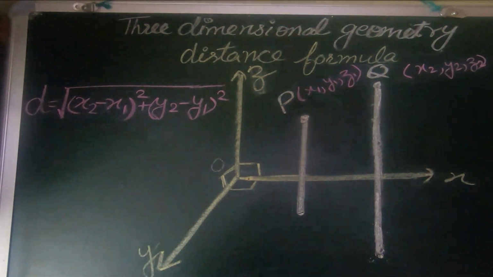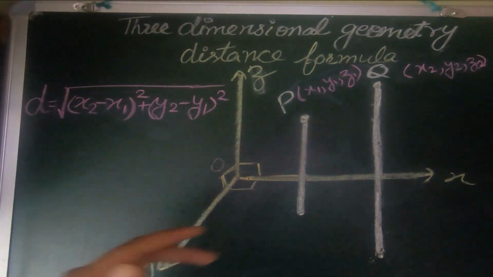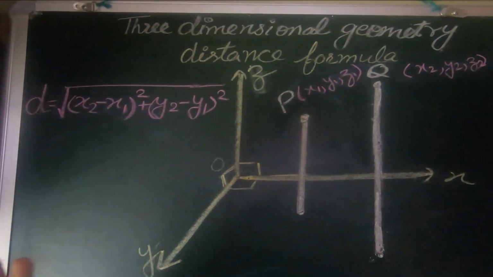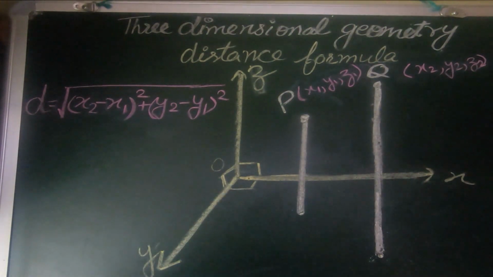Now I'll derive the formula in 3D. Here I have drawn three mutually perpendicular axes. As you know, to locate any point in space, we need three dimensions, so three coordinate axes. I didn't extend x, y, and z in the opposite directions. That means I just want to deal with the first octant.